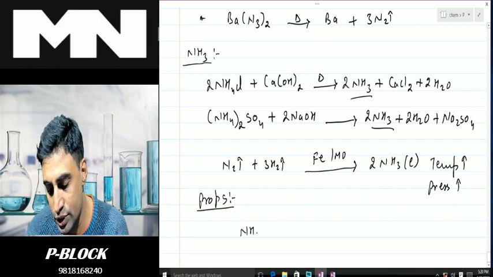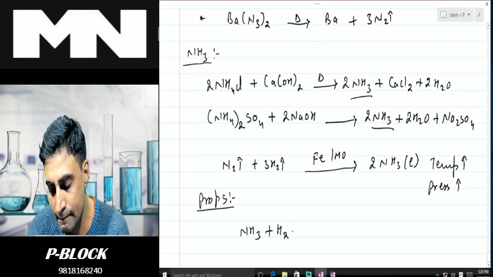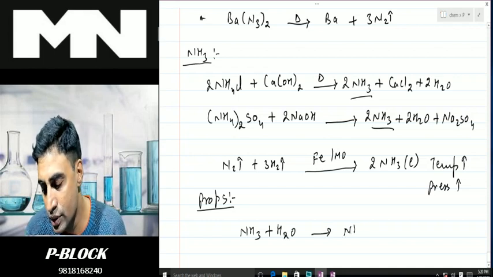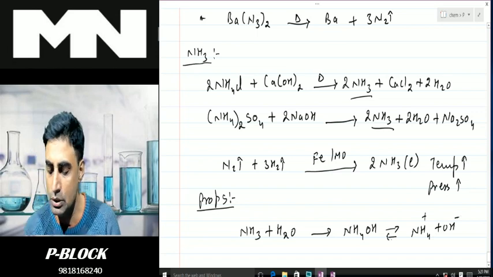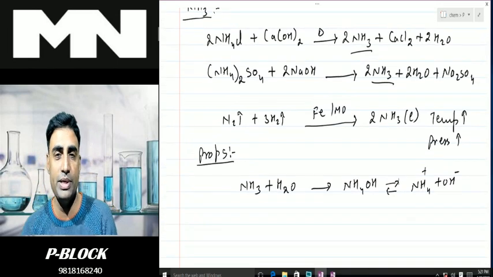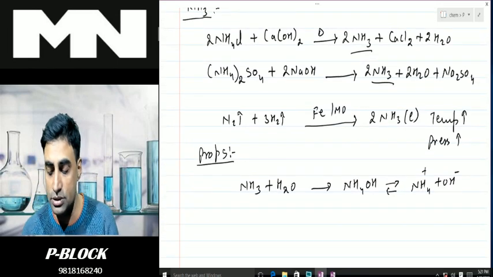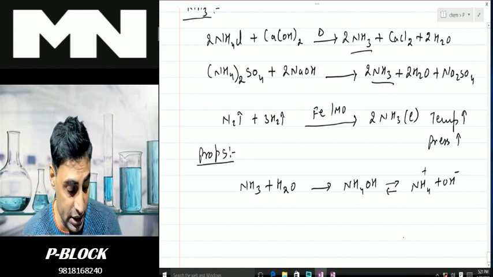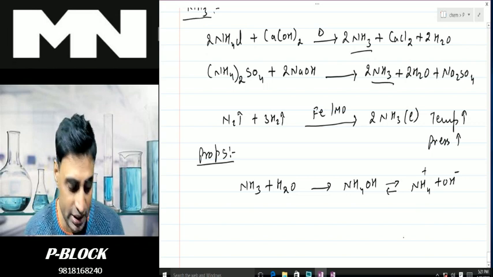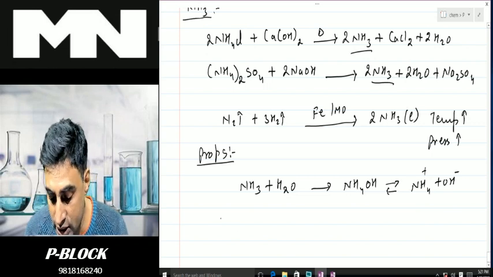So if you dissolve ammonia in water, it will very readily give you NH4OH, which dissociates to give you NH4+ plus OH-, but it's a weaker base. So ammonia is a weaker base. When it is dissolved in water, it increases the concentration of OH- ions. After this, we'll see its reaction with some of the metals, like with copper and with silver chloride.